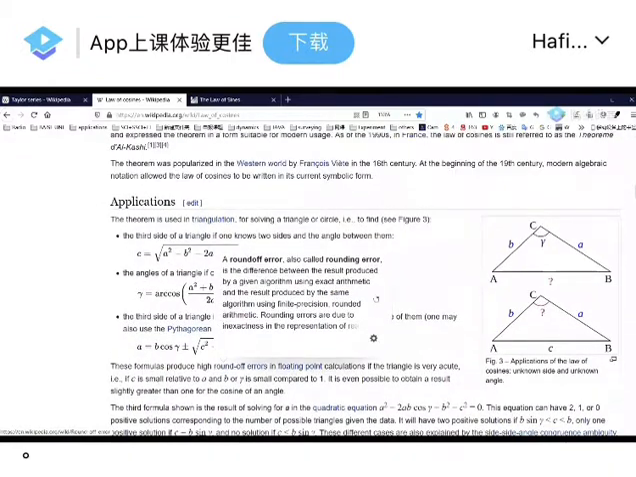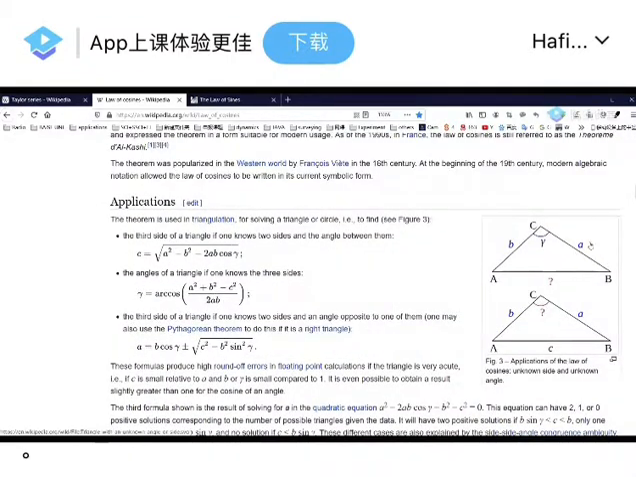Okay, suppose I know the value of A, I know the value of B, and I know the value of gamma, but I have no idea of the distance between these two points, A and B. What I'm going to do now is easy, even simpler.